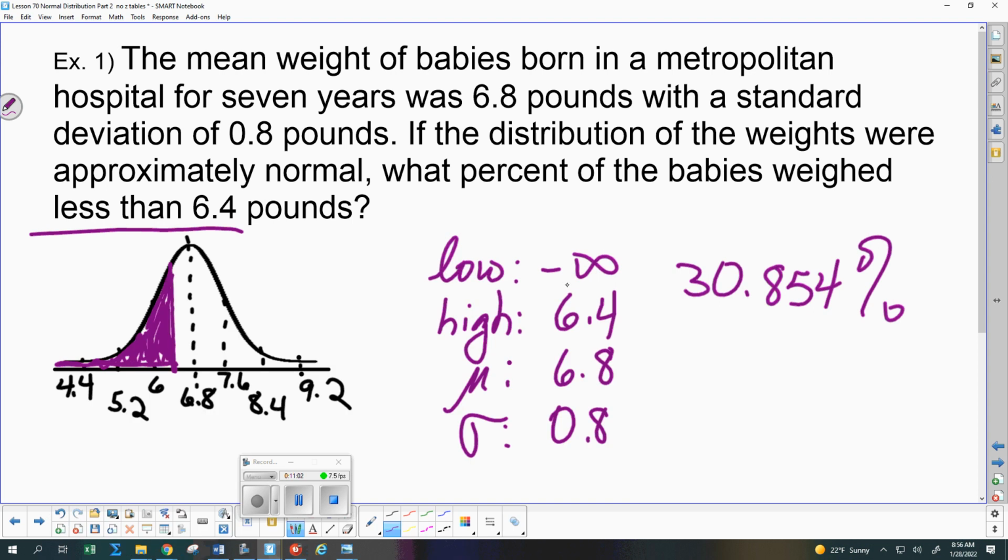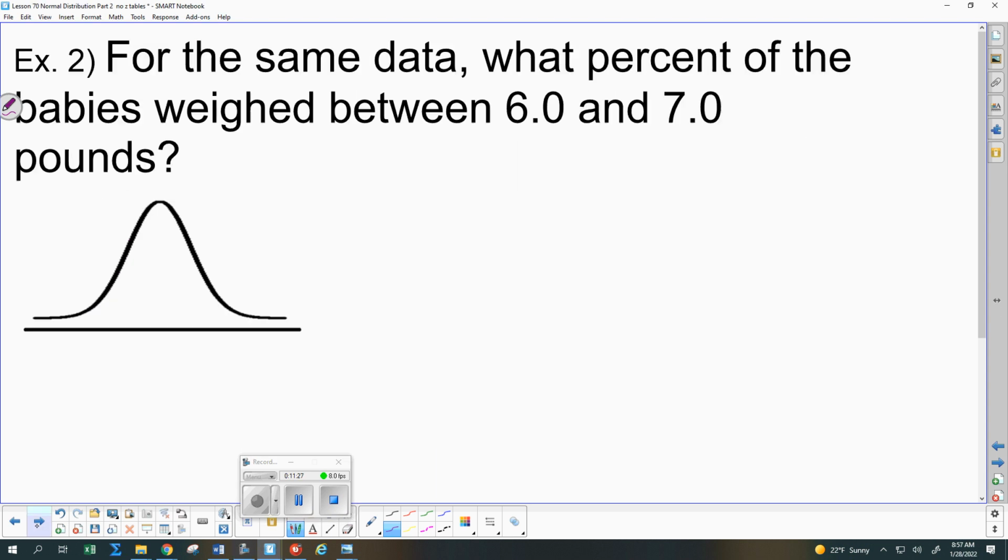And these would be the things you would need to have in your problem set box. The bell curve labeled and shaded, the labels low, high, mean, standard deviation, the numbers that you put in for those, and the percent that you get written with the percent sign. Question? Okay, moving on to the next example.